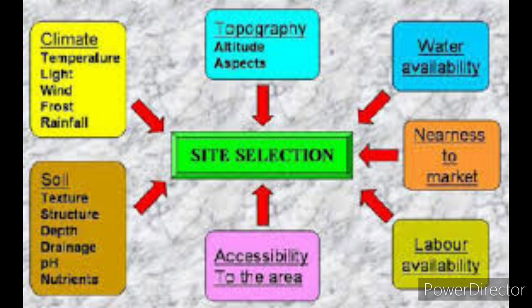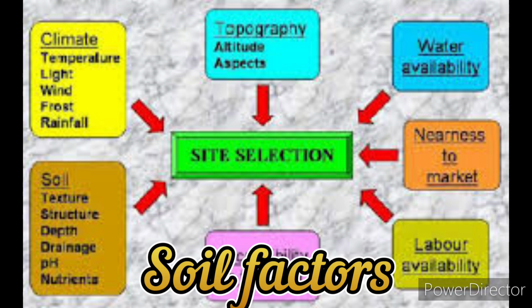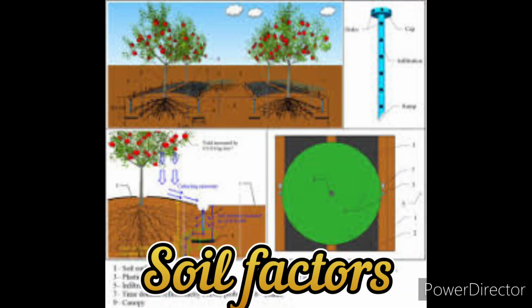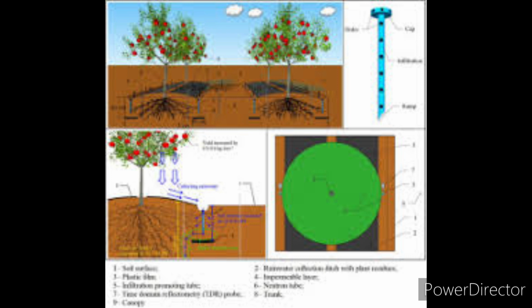You also consider the soil aspects such as the texture. You look at the soil depth. It must have deep soils, and the drainage. The soil should drain well. It must be well drained. And the soil should be fertile as well, because these fruit trees will need some nutrients, so it must have enough nutrients. So that's that.